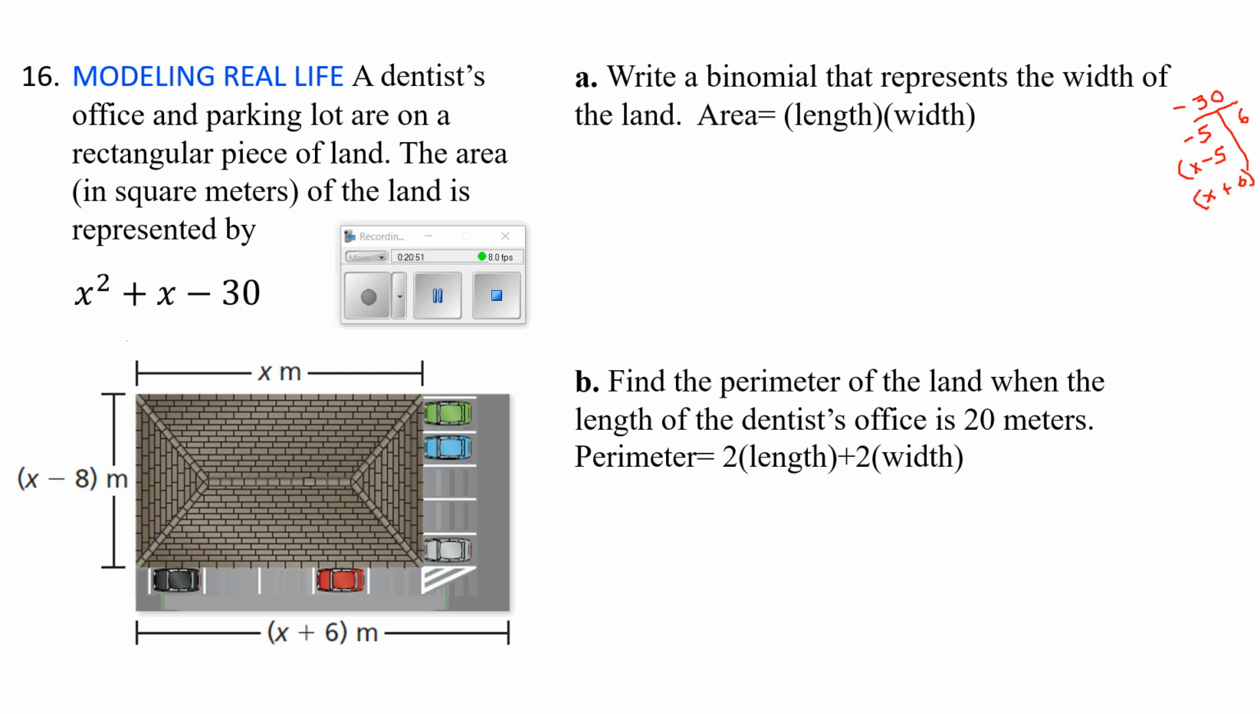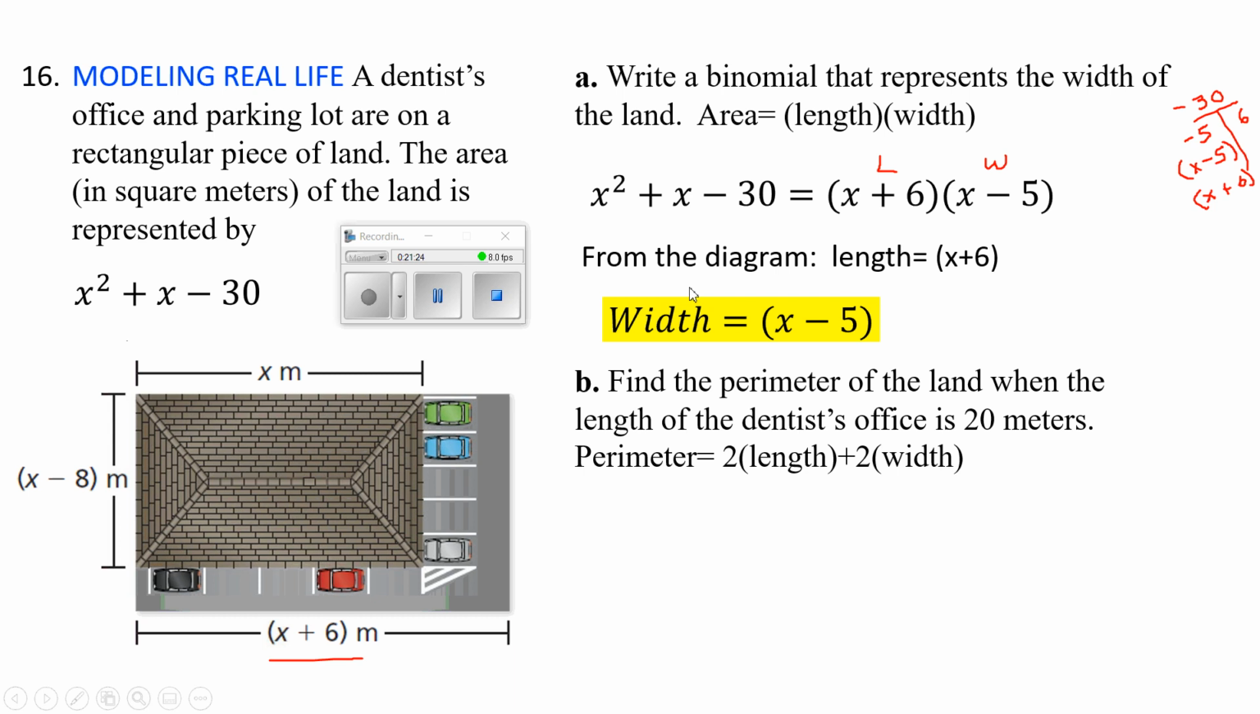Let's see if I was right. There we go, x plus 6 right there, and x minus 5 right there. I think I did forget the parentheses. Now that we've done that, we found two binomials that represent the width of the land. So we've got length times width, and I think we can say this is the length, and that means this has to be the width. So from the diagram, the length is x plus 6, which means the width has to be x minus 5. Now we found the width, that's what they asked us for.